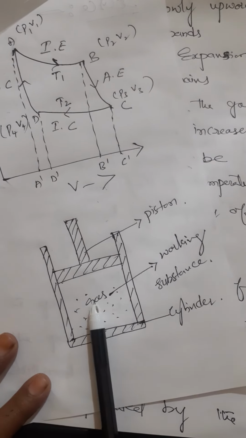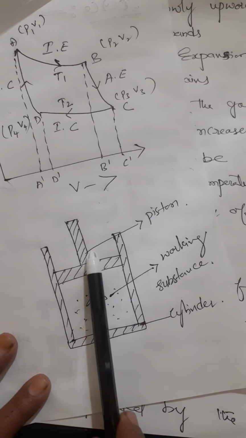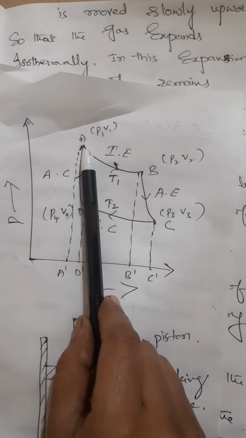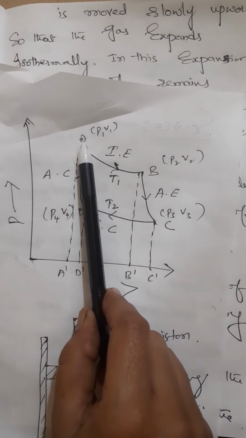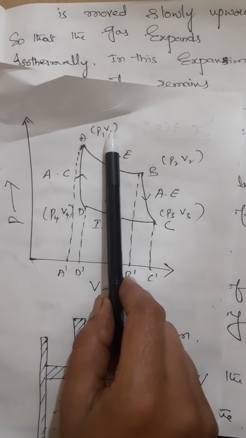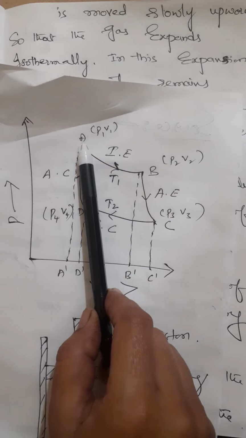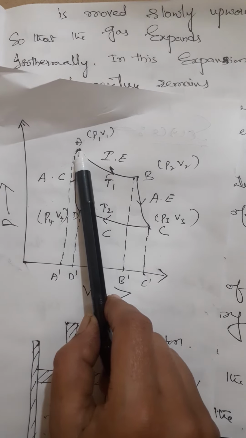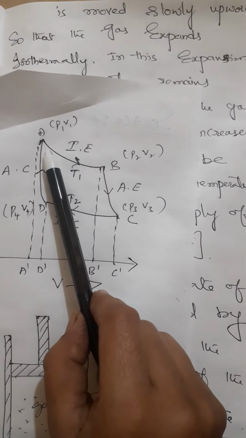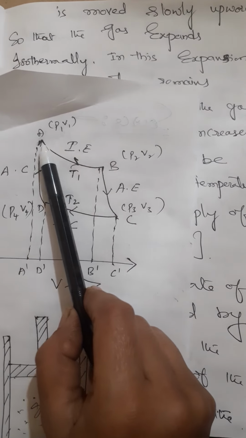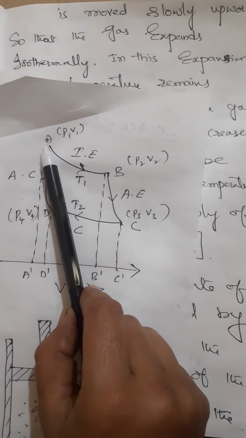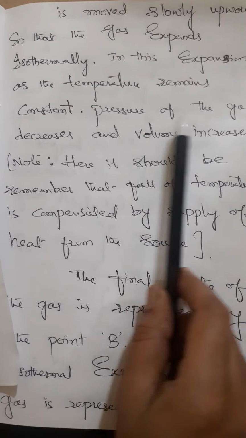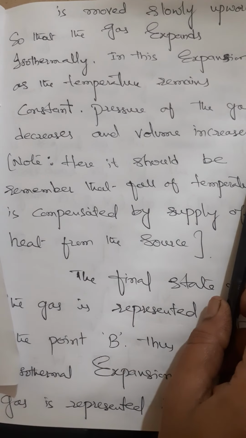Here we consider 1 gram mole of an ideal gas enclosed in a cylinder piston arrangement, represented by position A in the indicator diagram, where the pressure is P1, volume is V1, and temperature is T1. This gas expands slowly and isothermally. Isothermal means the temperature remains constant. In this expansion, as the temperature remains constant, the pressure of the gas decreases and the volume increases.